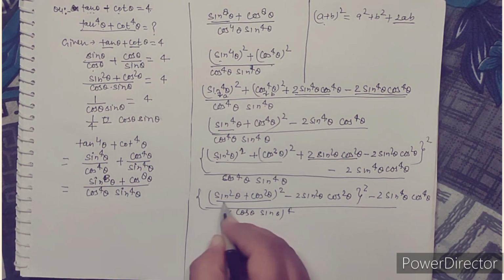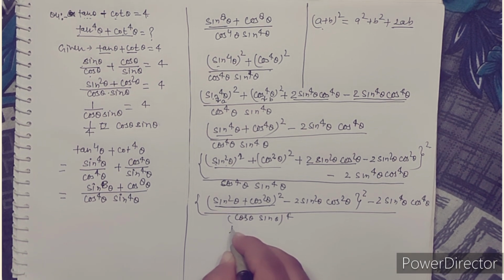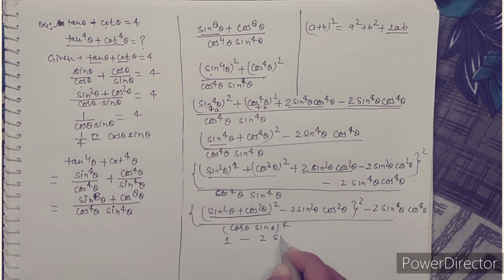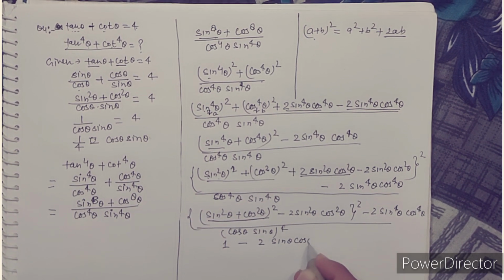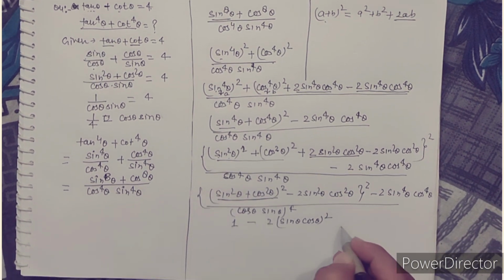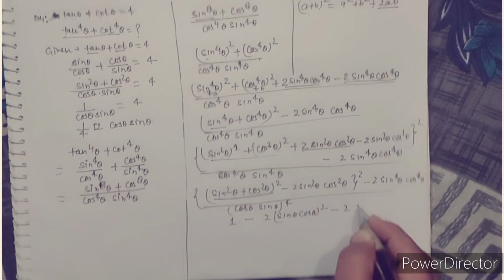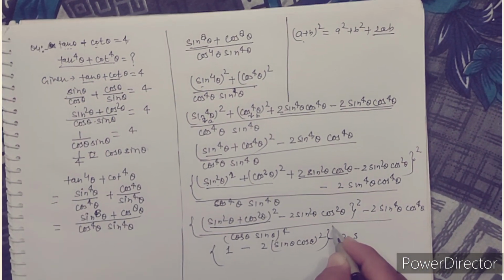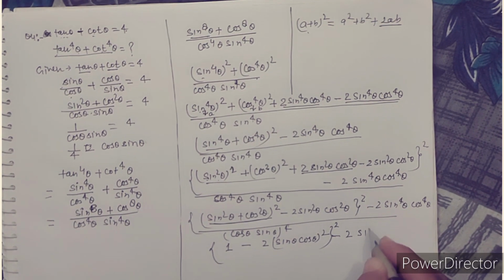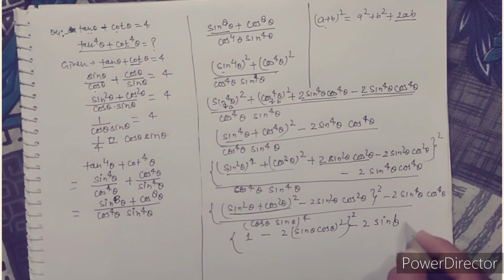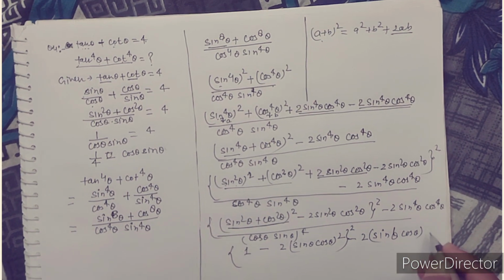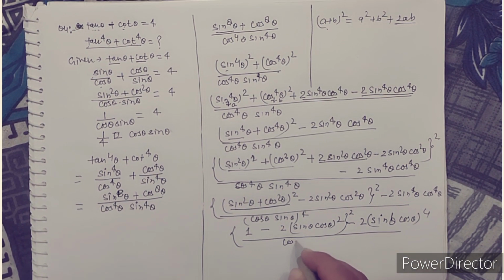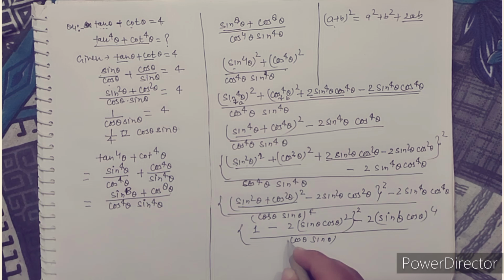The value of sin² θ plus cos² θ is equal to 1. We can write it 1, and 1 square is equal to 1. It will be (2 sin θ cos θ) whole square, now minus 2 (sin θ cos θ) to the power 4 upon (cos θ sin θ) to the power 4.